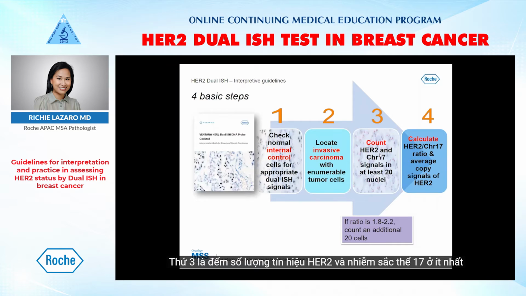Third is to count the HER2 and chromosome 17 signals in at least 20 nuclei. And the final step is to calculate HER2 and chromosome 17 ratio, as well as the average copy signals of HER2 in the number of nuclei scored. If the ratio is close to the 2.0 cutoff, or between 1.8 to 2.2, for example, an additional 20 cells should be scored. The interpretation guide is included in the assay kit for the pathologist's guidance.